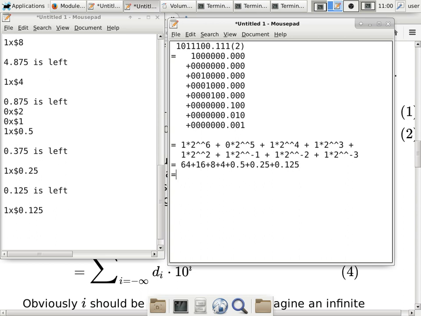And let's see, does it add up to the value that I want? Yep. So there you go. So now I have just demonstrated how to convert from base 10 to base 2, and then from base 2 back to base 10. Is that okay? Excellent.